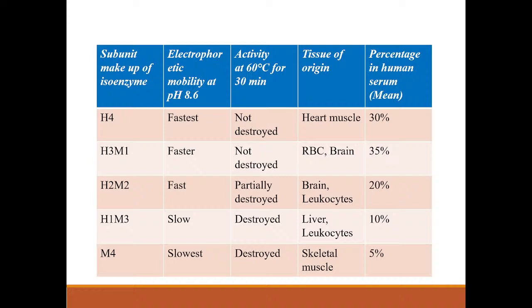So, this is the table where you should understand what is the basic thing that is happening, that is subunit makeup of the isoenzyme, electrophoretic mobility at pH 8.6, that we check generally, alkaline pH 8.6 mobility. Activity at 60 degree centigrade for 30 minutes, that means you see the stability of the enzyme. Then tissue of origin and percentage in serum, that is the mean percentage in serum. You see the mean percentage in serum is different. So, if you want to be specific for a particular one, it is less, very difficult to detect in the serum.